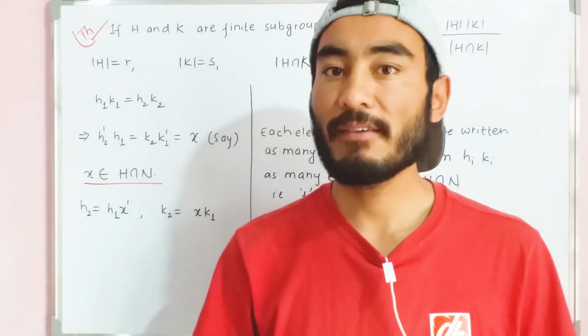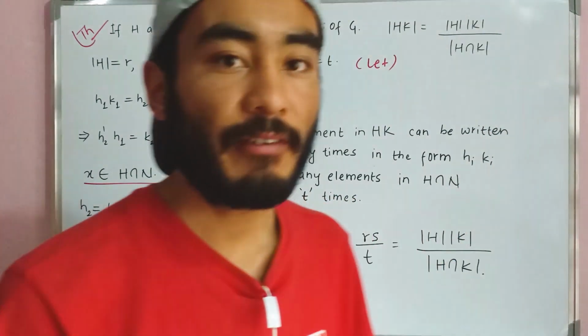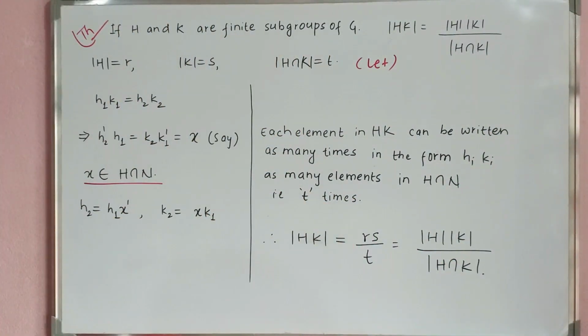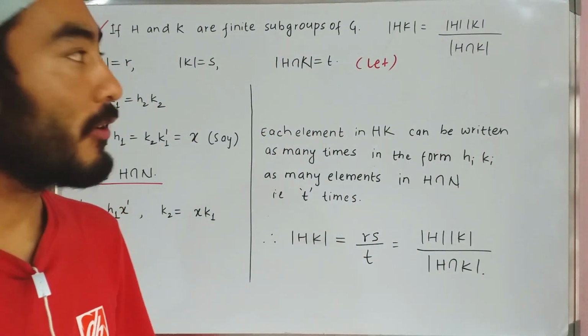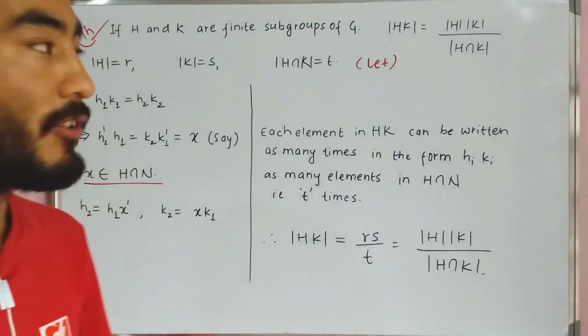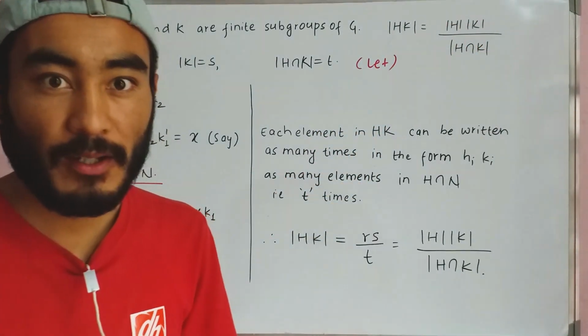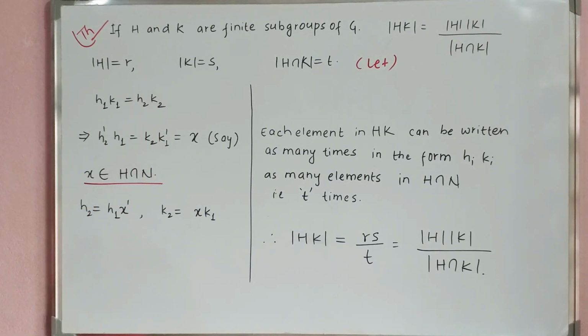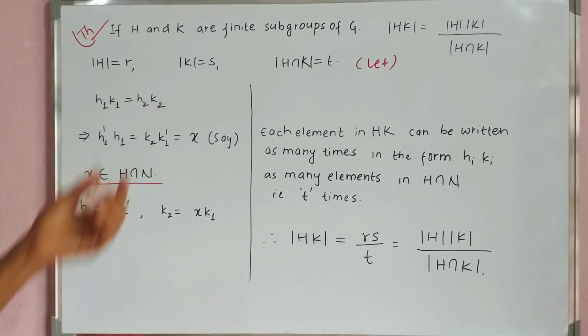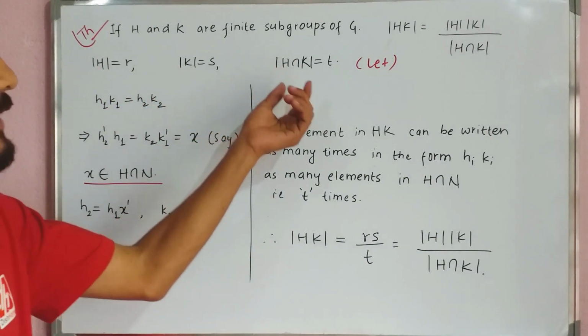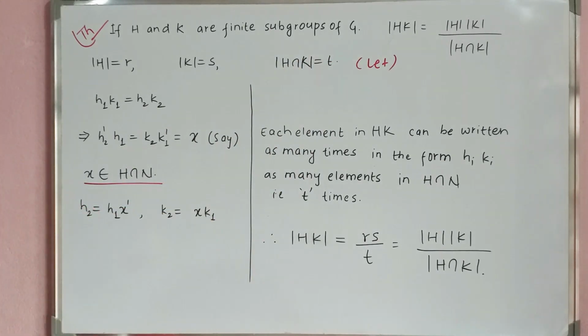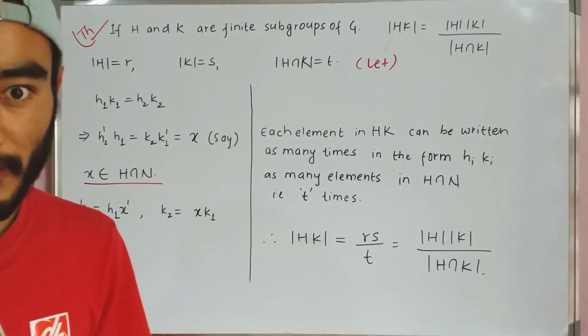The second theorem we have is: if H and K are finite subgroups of G, then the order of HK equals the product of the orders of H and K divided by the order of H intersection K. We have the proof here. Let the order of H be r, the order of K be s, and the order of H intersection K be t. Now suppose any two elements of HK are equal.